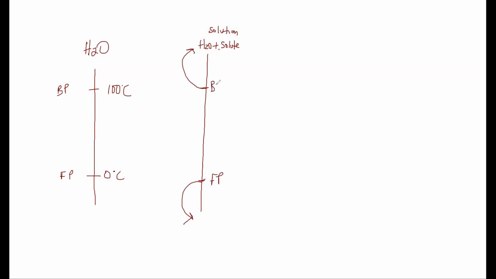It all depends on how much of that salt or of that chemical we add into the water. The greater the number of moles, the greater the number of particles dissolved in the water, the lower the freezing point, the greater the boiling point. Because the freezing point is decreasing, we call it freezing point depression. And because the boiling point increases, we call it the boiling point elevation.